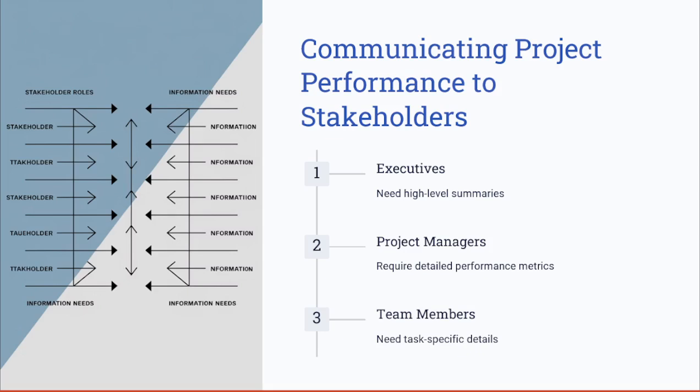As I mentioned, ensuring transparency and communicating the project performance to stakeholders is very important. Different stakeholders require different levels of detail in reports. For example, executives may need high-level summaries, while team members need task-specific details. Effective reporting builds trust and ensures alignment. So ensure that you tailor your performance report to stakeholder needs to improve engagement.